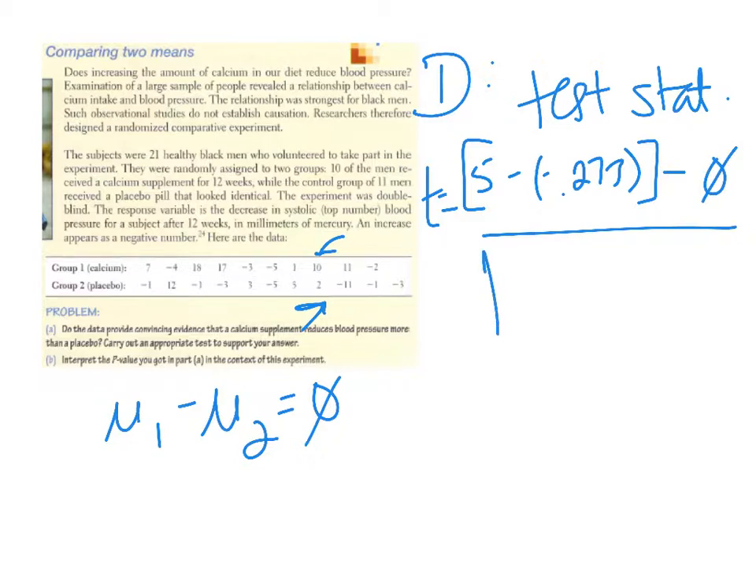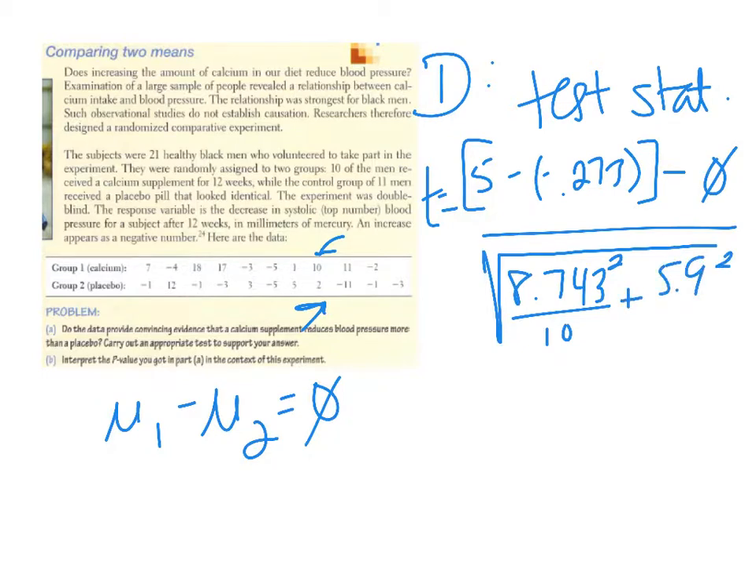Then I'm going to square my standard deviation from the first sample, so 8.743 squared over my sample size of 10, plus 5.90 squared over my sample size of 11. This will give me a test statistic of 1.604, and then everything else can happen through the calculator. Actually, I think the calculator might even give you that test statistic. Let me pull that back up.